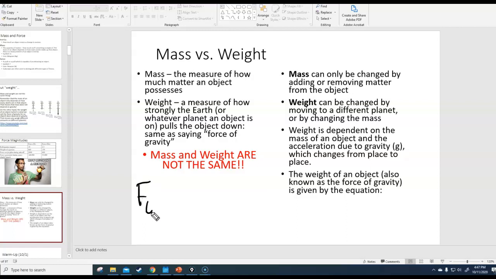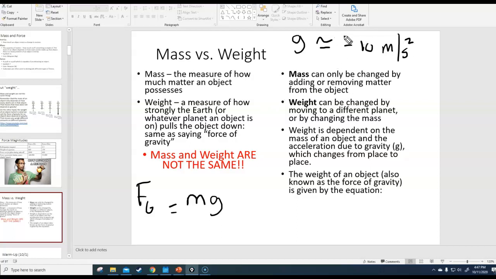Fg, which is the force of gravity, which is weight, right, that's measured in newtons, is equal to m, which is the mass of the object, multiplied by g, and remember, g is the acceleration due to gravity. Okay, and on Earth, the approximate value of the acceleration due to gravity is negative 10 meters per second squared.